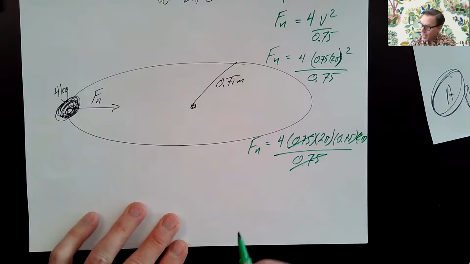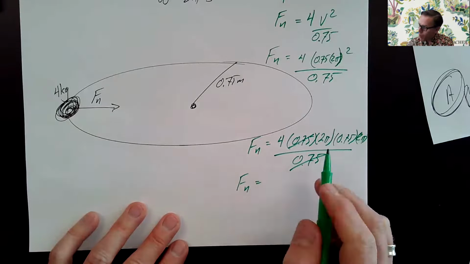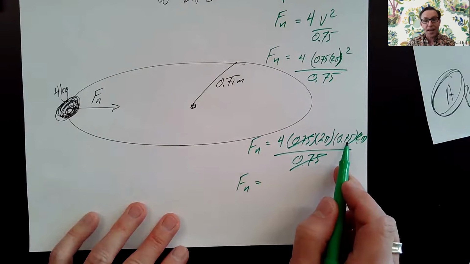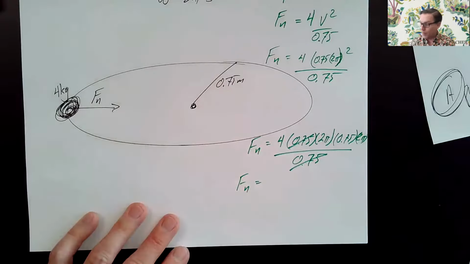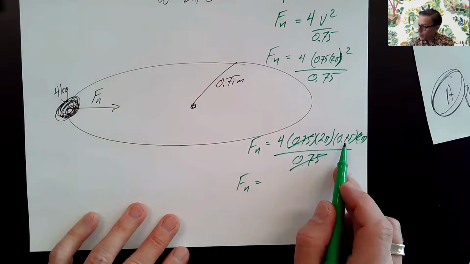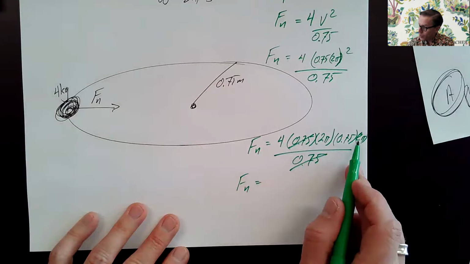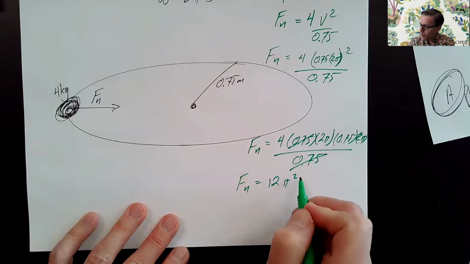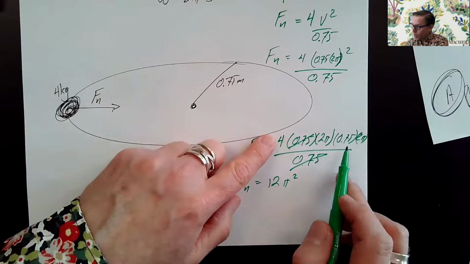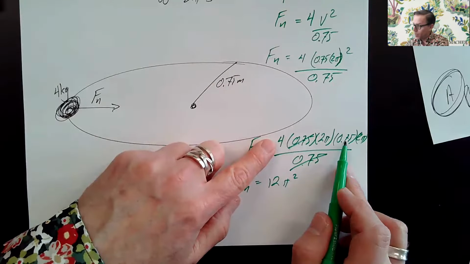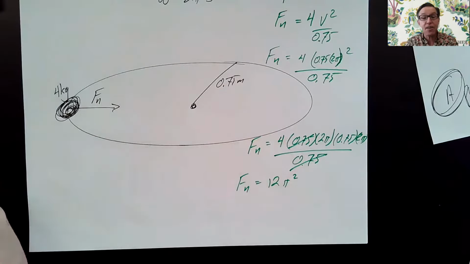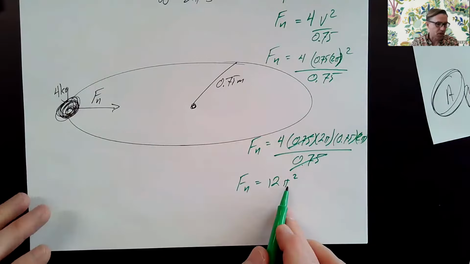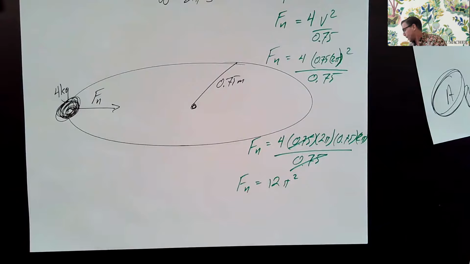Do you see it? And so now the normal force is 4 times 0.75. Anybody know what that is? 2 times 0.75 is 1.5. So 4 times 0.75 is 3. Times 2 is 6. Times 2 is 12 pi squared. See how I did that? 4 times 0.75 is 3. 3 times 2 is 6. 6 times 2 is 12 pi pi. 12 pi squared. Now, you can leave your answer like that if you want, because we know pi is an irrational number, or you can just stick that in your calculator and get an approximate decimal answer.